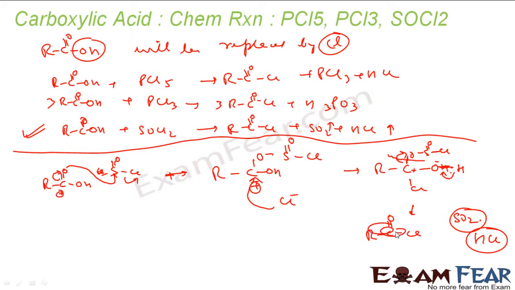So for clarity, what I can do is draw it in this fashion so that you don't get confused. With this it is clear. See, this C and O, a single bond forms a double bond, right? This H went out, H reacted with Cl to form HCl, and SO2 also comes out. So this is the reaction mechanism for this.